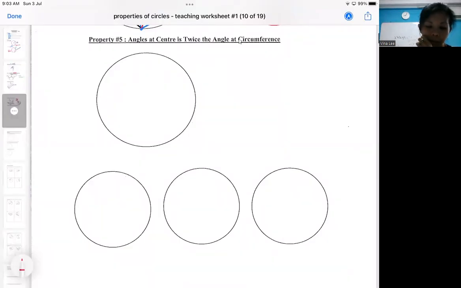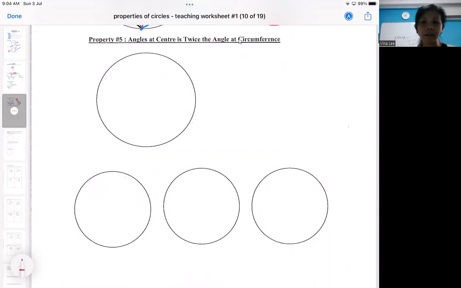So this is angle property number 5. This is a very long name: angles at the center is twice angle at the circumference. So when you need to be presenting this property, you need to write the long property in the bracket. So that's the troublesome part. Okay, other than that, right?